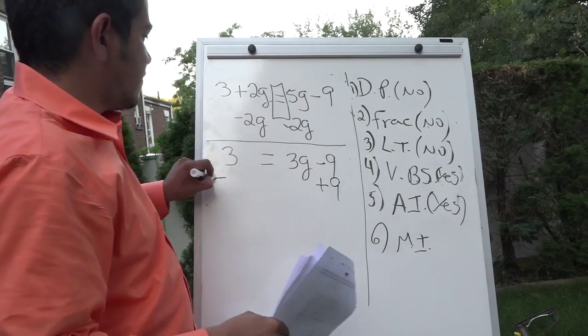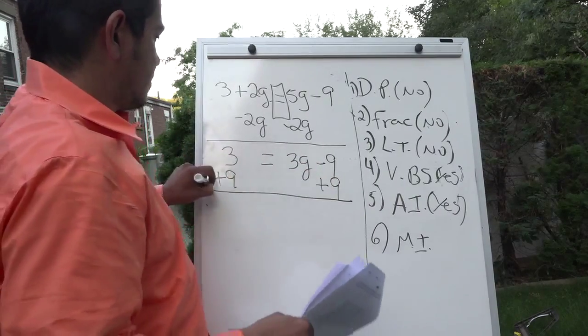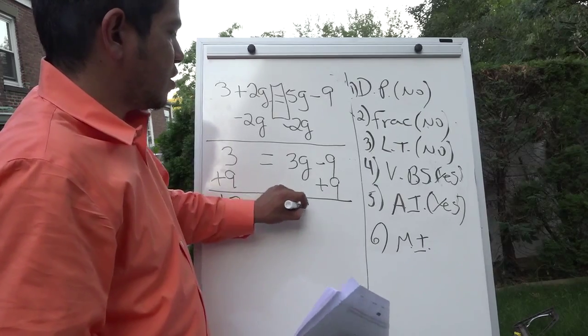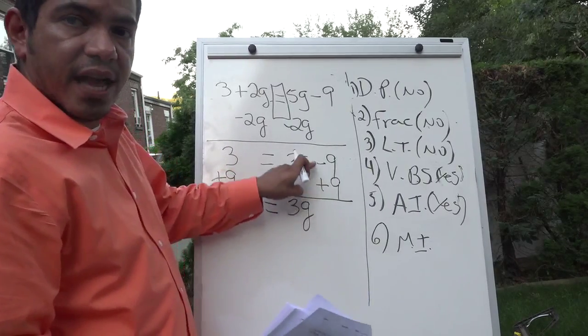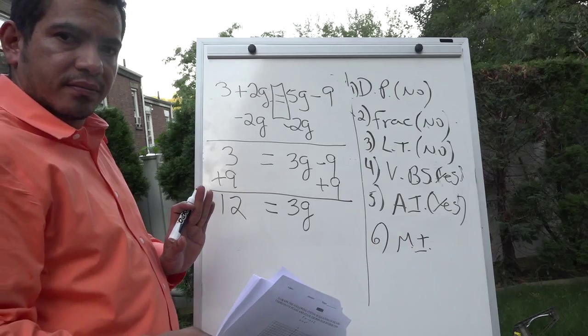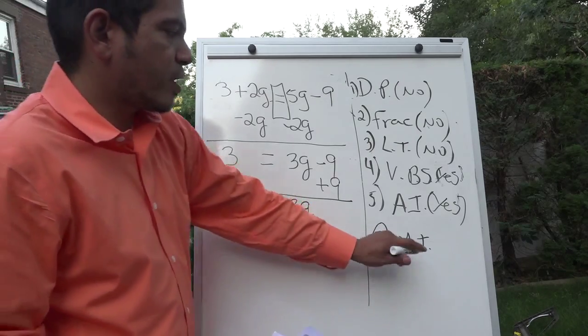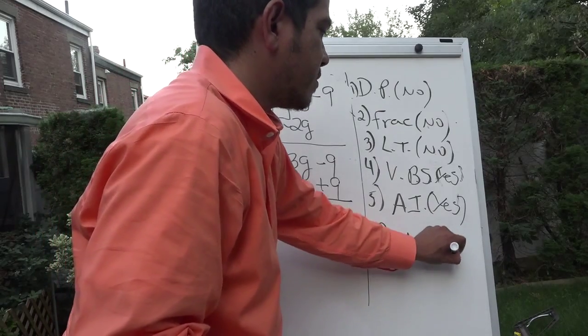I'm going to use the additive inverse of 9. Okay, so we get 12. We bring down the 3g. This already cancels out, so it's no longer there. Cool? All right then. Now, last but not least, I'm going to use the multiplicative inverse.